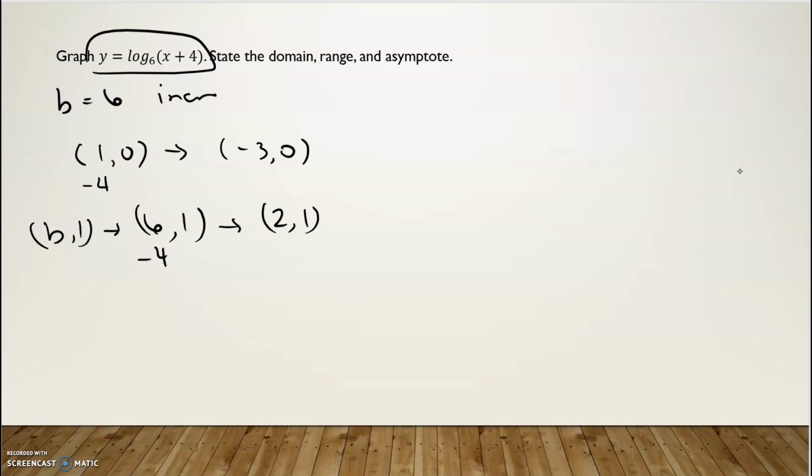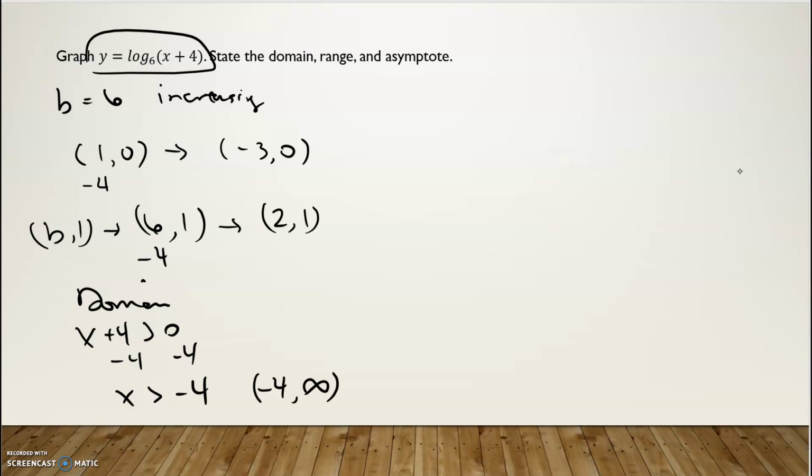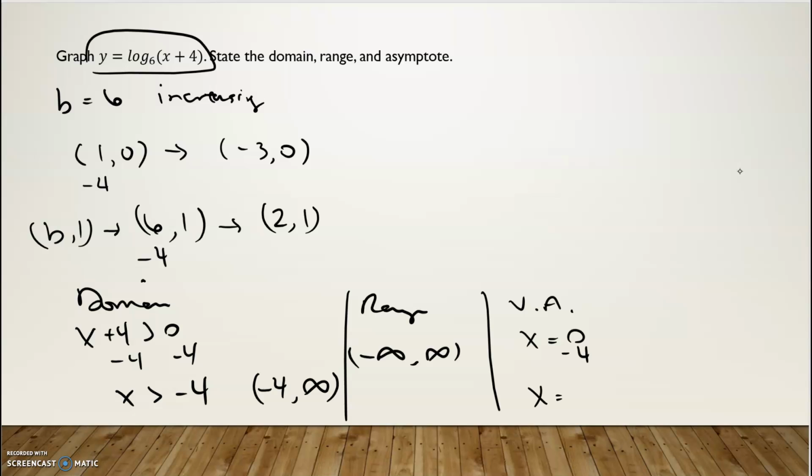Okay, so let me go ahead and put increasing here, and our domain is going to be x plus 4 greater than 0, so minus 4, x is greater than negative 4. So that's going to go from negative 4 to infinity. Our range is going to be negative infinity to positive infinity. Now our vertical asymptote, it was x equals 0, but then we shifted to the left by 4 units, so I'm going to subtract 4.